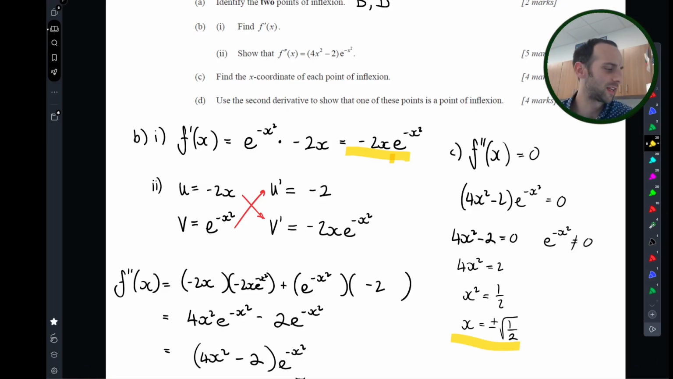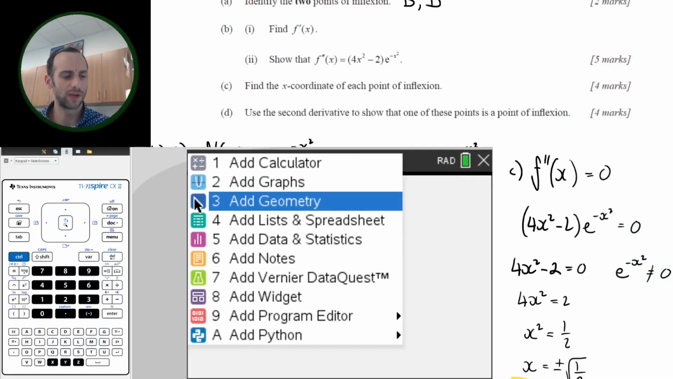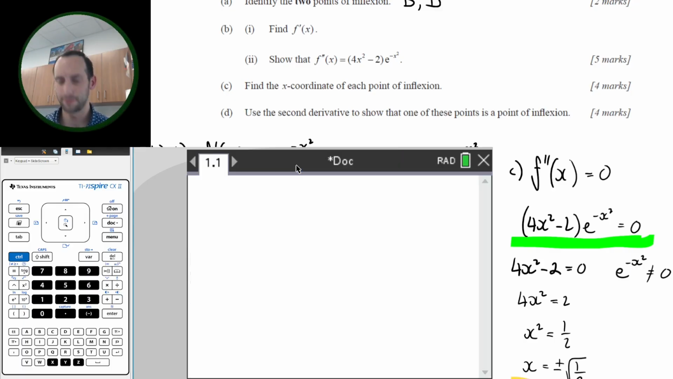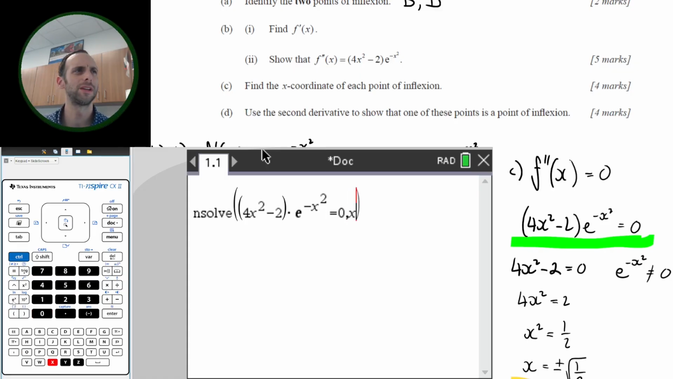If you want to solve that using a calculator, this is a good place you might use your numerical solver. So we can just dive straight in with this equation right here on the right, not even worrying about the zero product property, and ask our calculator to do it for us. On the TI-Nspire, we can go nSolve. We can type it in just like it looks, 4x squared minus 2, times e to the negative x squared. We want all of that to equal 0, and we'd like to solve for x, please.